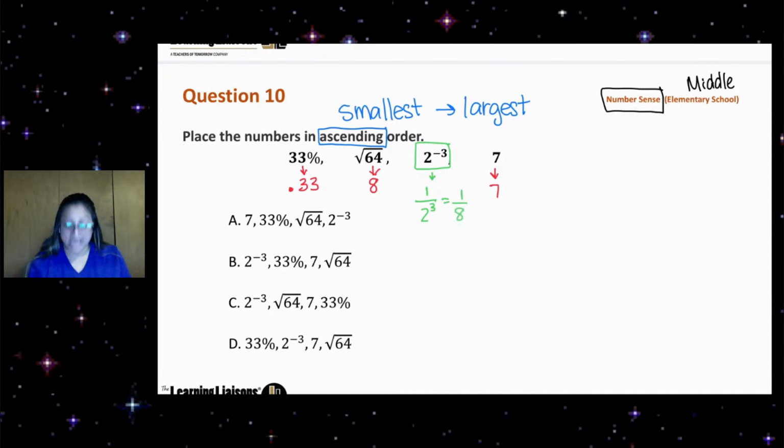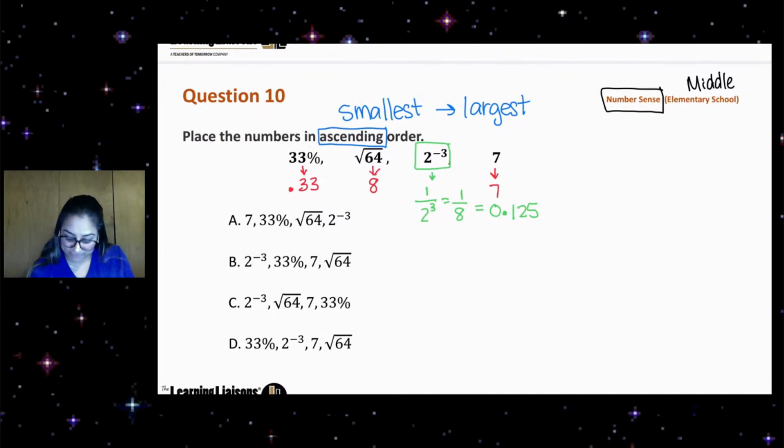1 over 8. And I said we're going to put it in decimal form or a whole number, so let's change that over into 0.125. Okay, so now I have 3 numbers that I can compare and actually figure some stuff out with.